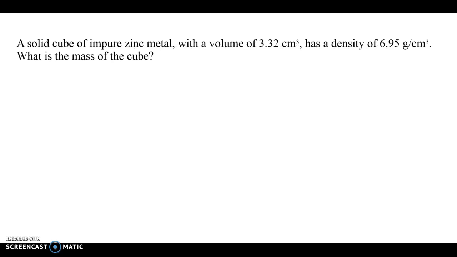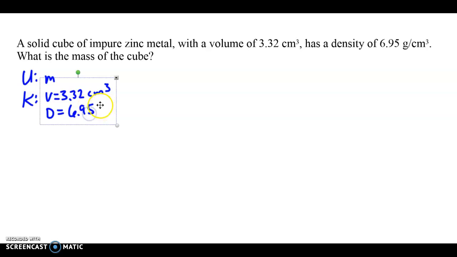So they ask us, what is the mass of the cube? So the unknown here is going to be the mass. If you just want to do M, that's fine. The known, not trying to make you write a ton of stuff. The known or knowns, so we know the volume equals 3.32 centimeters cubed. And the density is 6.95 grams per centimeter cubed.